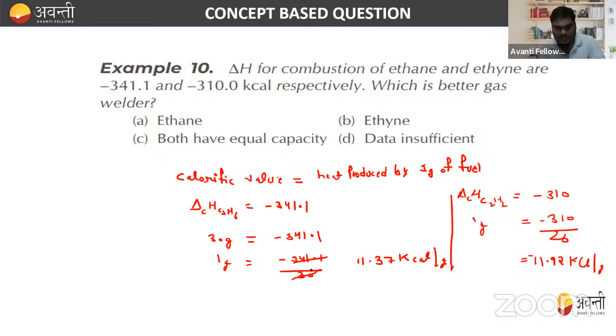So which one has the higher value? This one, right? Because the negative sign just represents the energy released, there is nothing more to do. So this is 11.92 kilocalorie, and this will produce 11.37, right? So the calorific value of ethyne is greater than the calorific value of C2H6. So we can say that ethyne is used as a good gas welder as compared to the others. I hope this is clear to you.